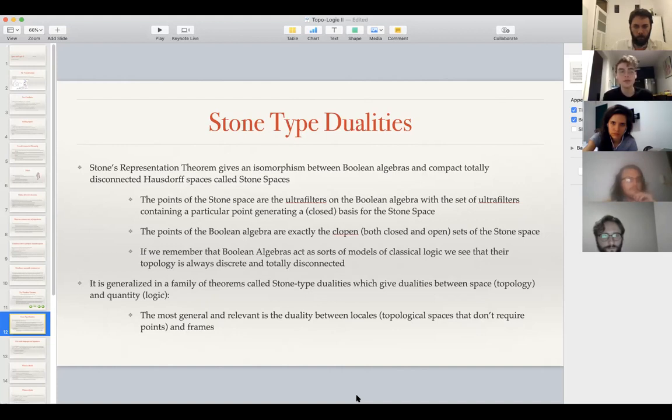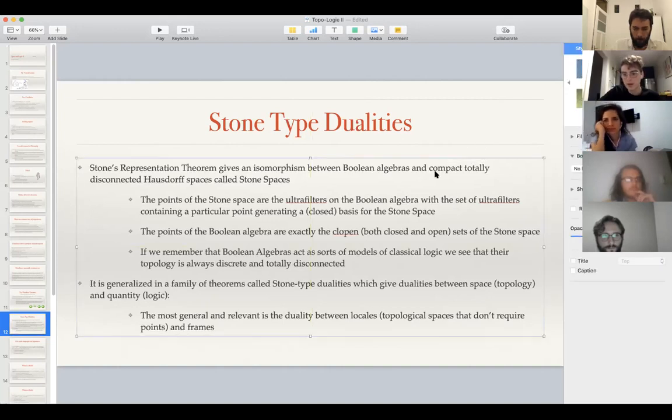A Stone space is going to be any compact, totally disconnected Hausdorff space. So compact, remember, is basically everything that converges in a compact space will converge into the space. That's the important property of compactness.